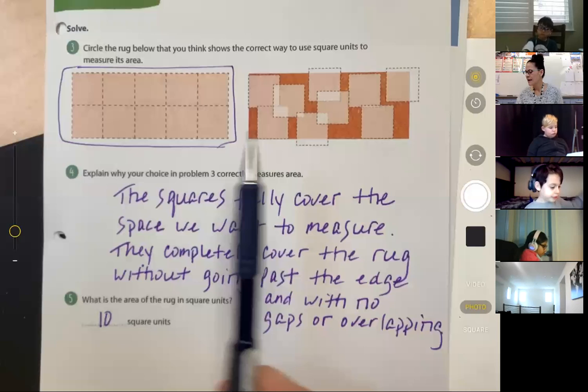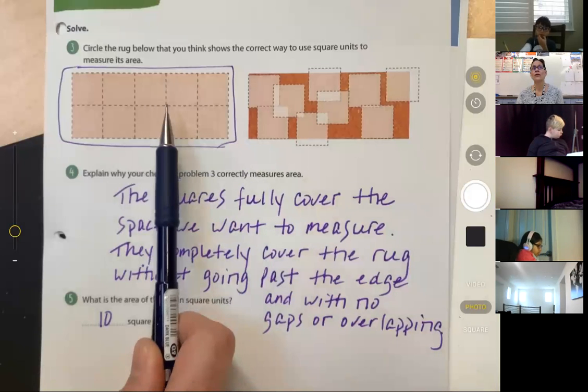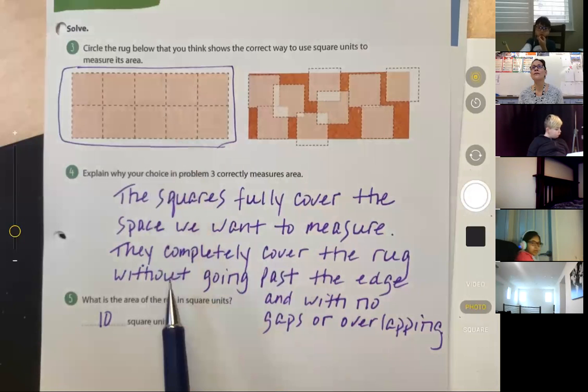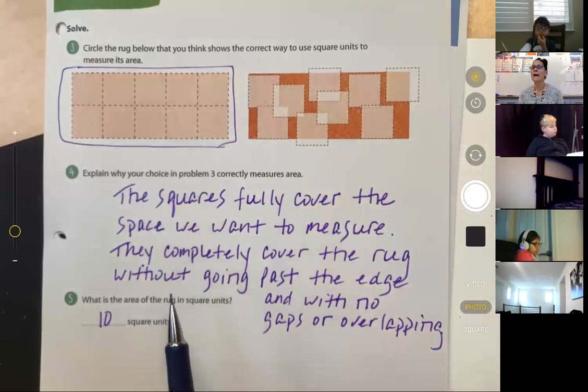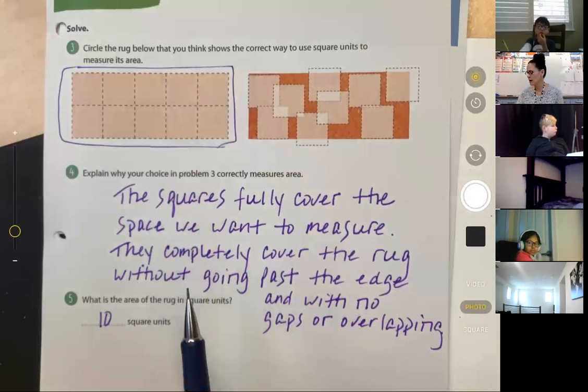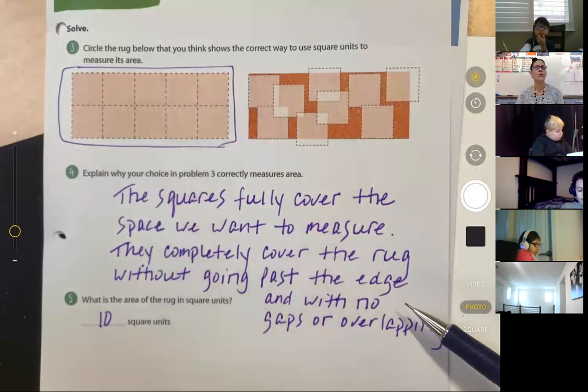This is definitely the rug that shows the correct way to use square units. Why? Because the squares fully cover the space we want to measure. They completely cover the rug without going past the edge. And remember, we talked about this, super important: no gaps, no overlapping.